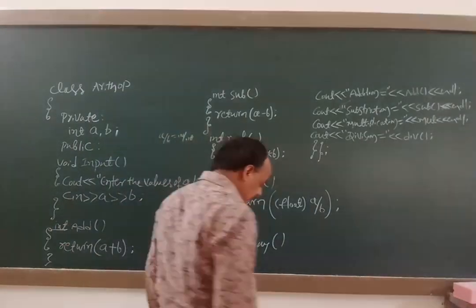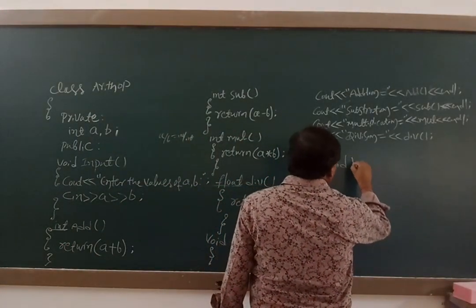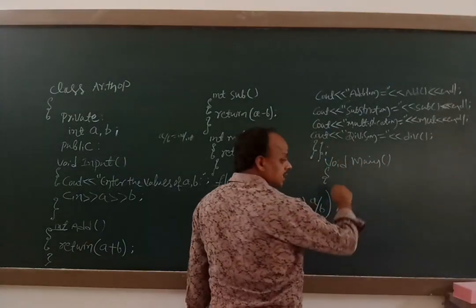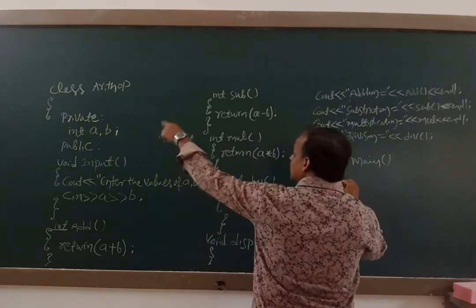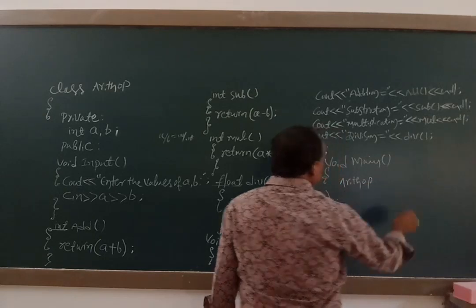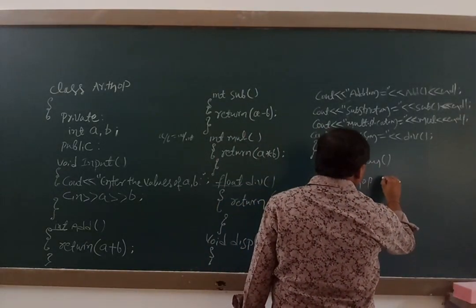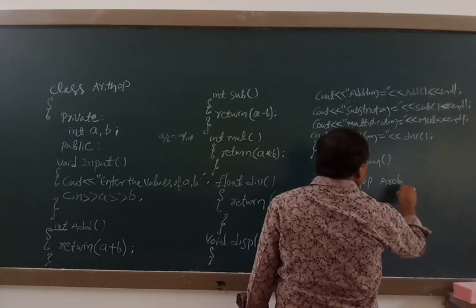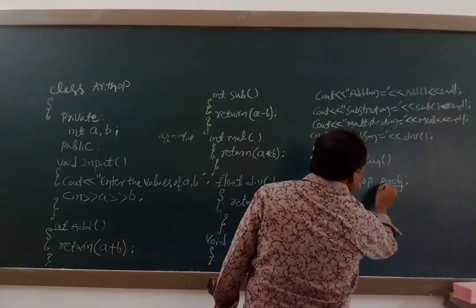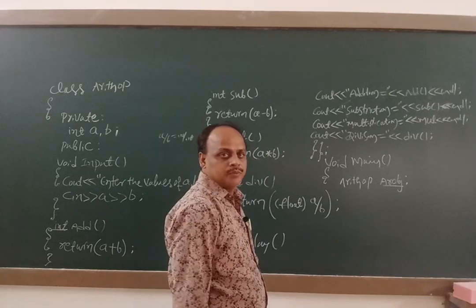Now write the main function code. Void main. Okay, the very first step is to declare an object for the class. The class name is ARITHOP, class name space object name, right? So declare one object, that is AROBJ, meaning arithmetic operation object. AROBJ, you can take any name for the object.